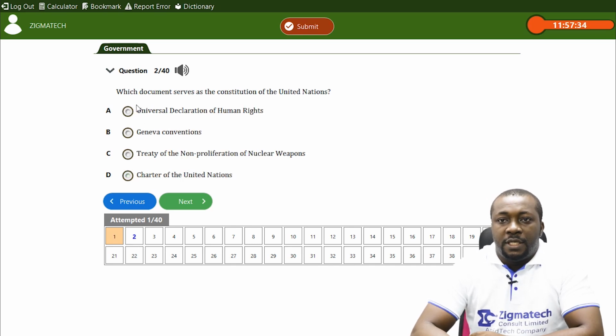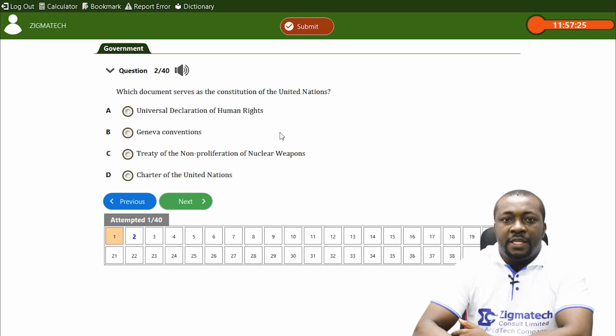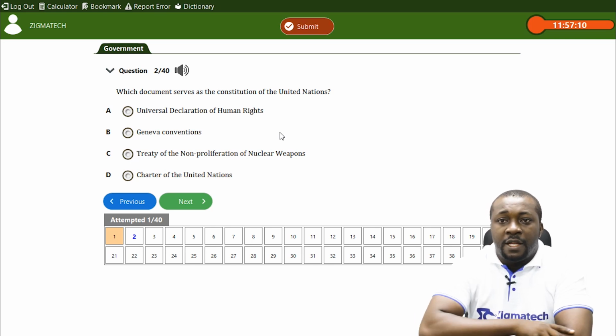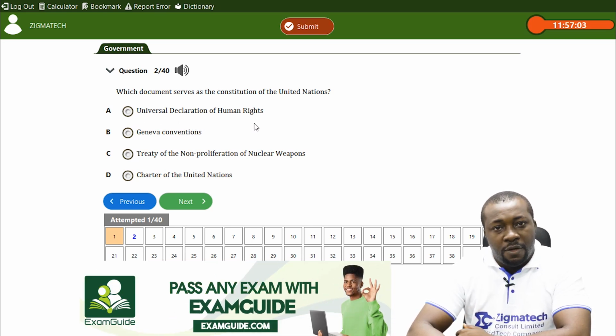Now, the second question says, which document serves as the Constitution of the United Nations? That is the fundamental law establishing the United Nations, establishing the membership, rights and duties of members of the United Nations, the structure, the organs of the United Nations. Now, let's look at the options. Option A has the Universal Declaration of Human Rights.